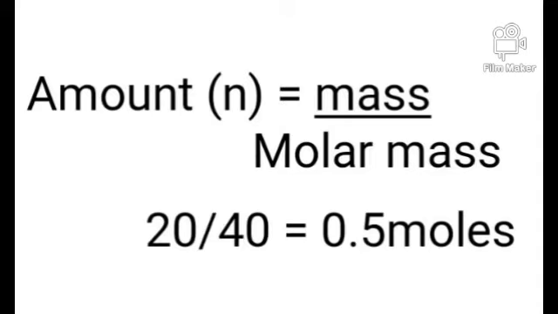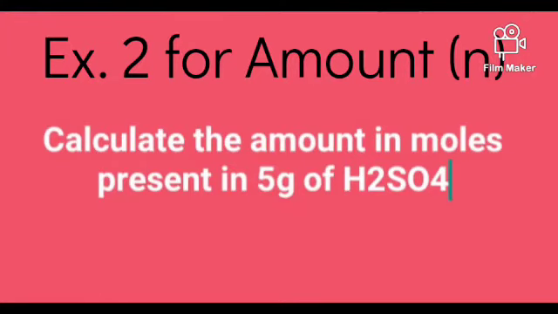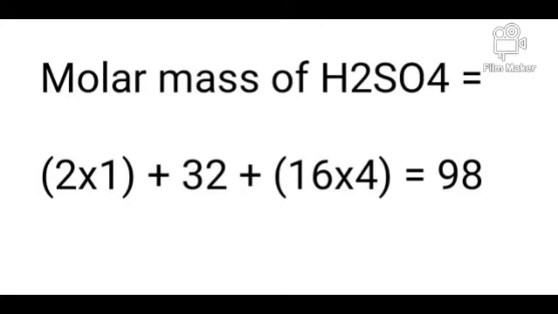Take note that units are very, very important. When it comes to the second example: Calculate the amount in moles present in 5 grams of H2SO4, tetraoxosulfate 6 acid. Now, molar mass of H2SO4 is 2 times 1. Don't forget hydrogen is 1, but there are 2 of them, plus 32 plus 16, which is the mass of oxygen, times 4, because there are 4 of them. Everything will give us 98.